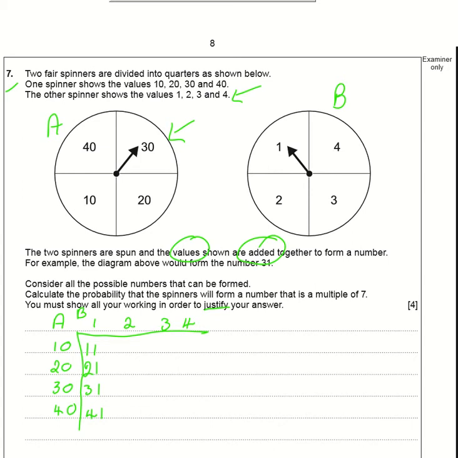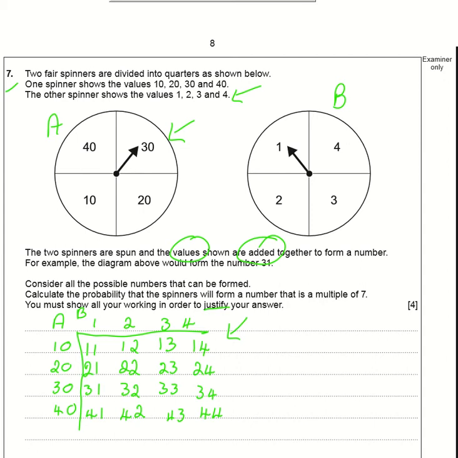Then if I got 20 on the first spinner and 2 on the second spinner, I'd put 22. If I got 10 on the first spinner and 2 on the second, I'd put 12, and so on. So I'm just calculating all the values I can possibly have. And the final column, 10 and 4 is 14, 20 and 4 is 24, 30 and 4 is 34, 40 and 4 is 44. So I have systematically shown all the values that the two spinners can give me.